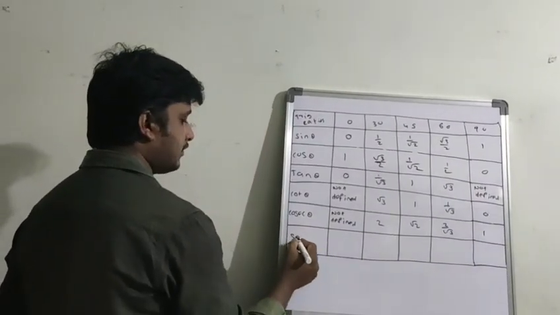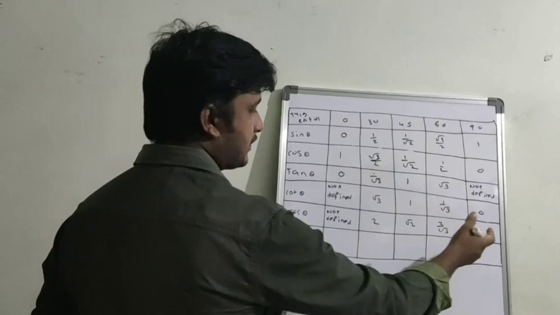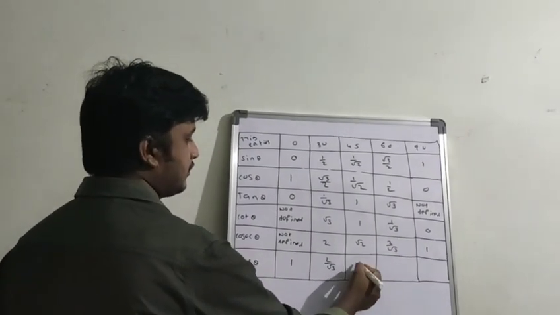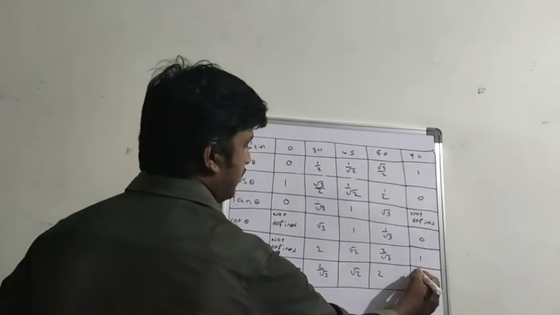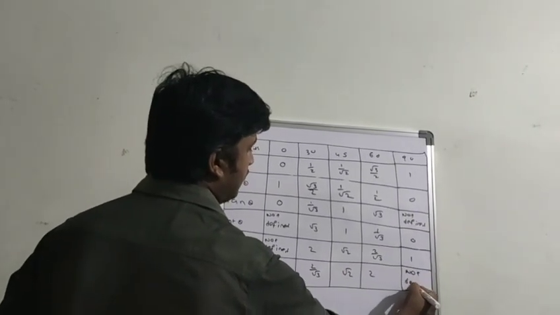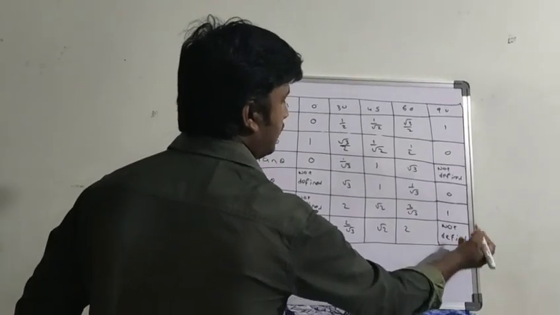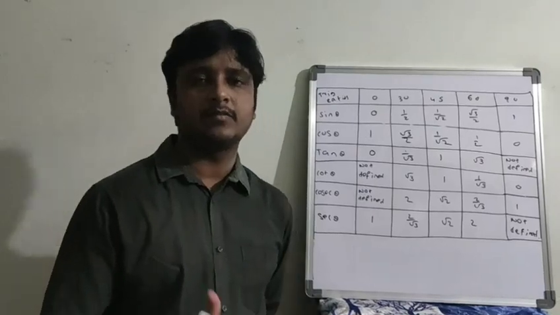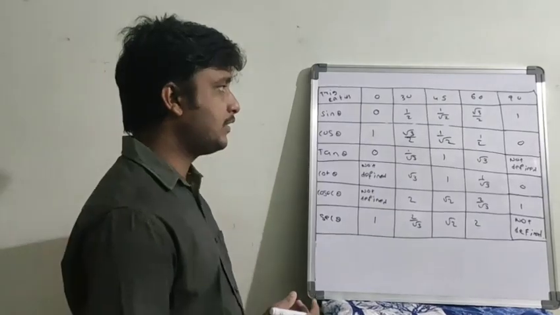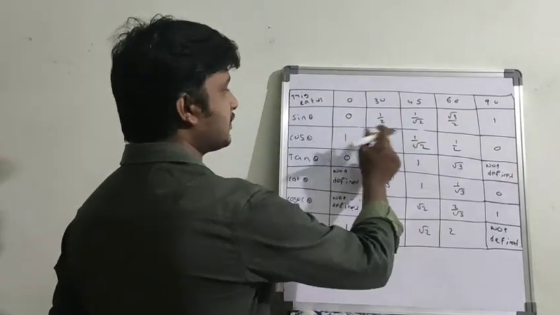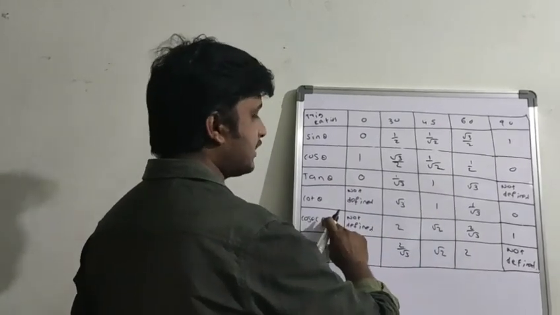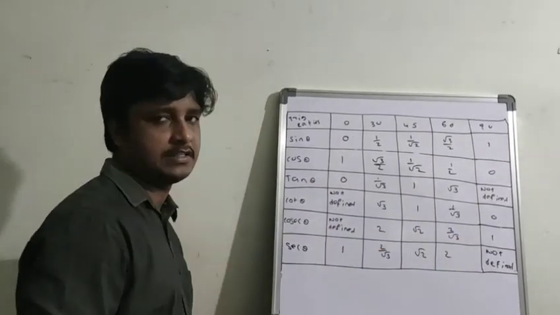Now secant theta is the reverse of cosecant theta. So this is 1, next 2 by root 3, next root 2, next 2, and the last one not defined. So these are the specific angles of trigonometric ratios, and we discussed some questions based on them. Here one important point: at 45 degrees, sin theta and cos theta are the same, tan theta and cot theta are the same, and cosecant and secant theta are the same.